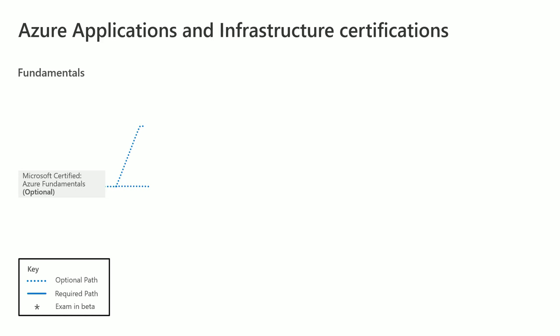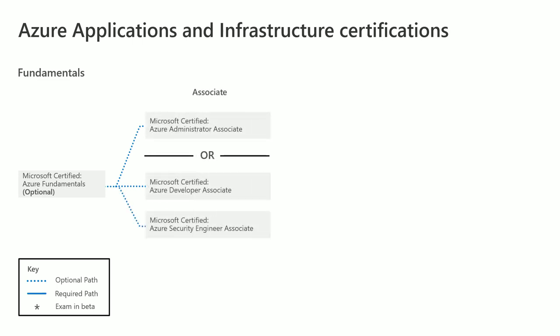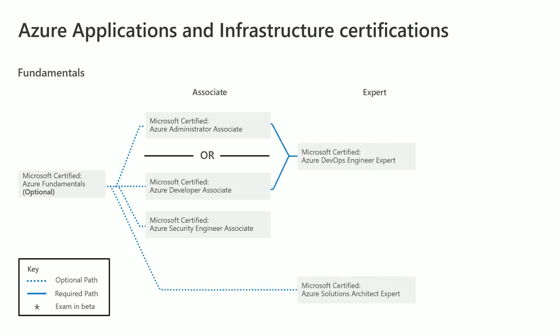Now, in the Azure Applications and Infrastructure family, you see first, at the fundamentals level, Azure Fundamentals. One exam, AZ-900. Next, we have the associate level, where we start to break out into each of those different roles: administrator, developer. Architect is not on that list because architecture is considered an expert level. Now, some things to point out about this. The architect certification doesn't have any prerequisites. You just have to pass AZ-300 and AZ-301.